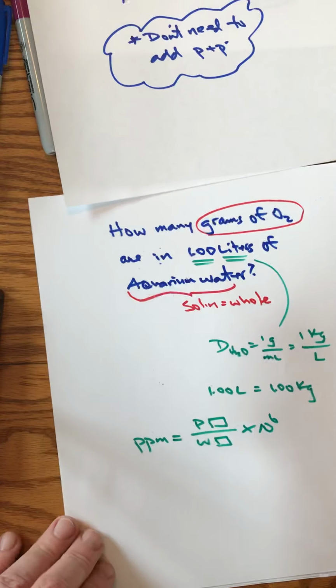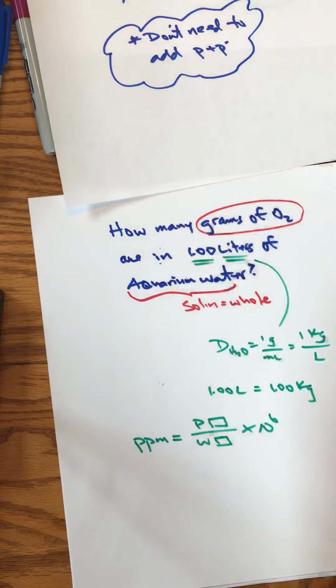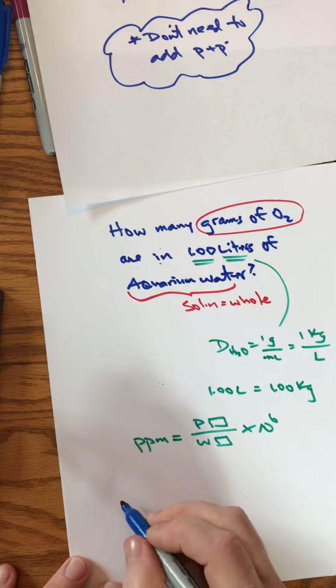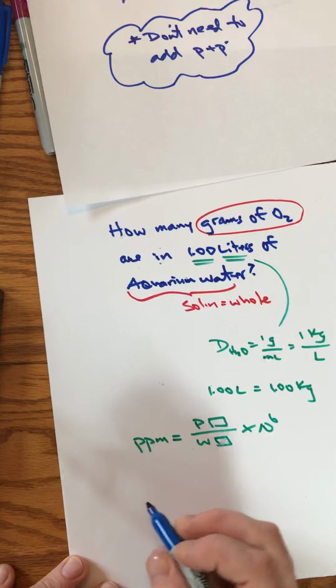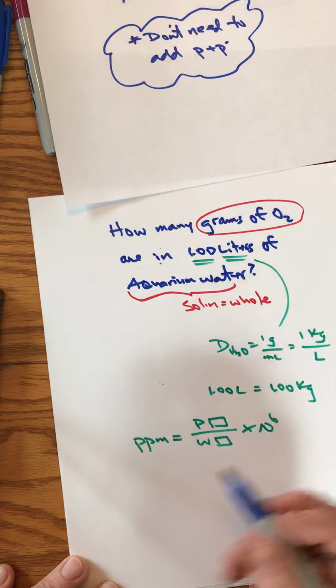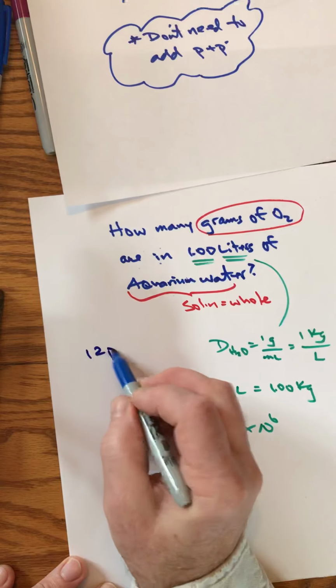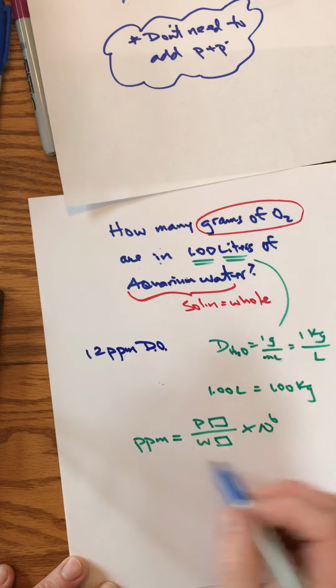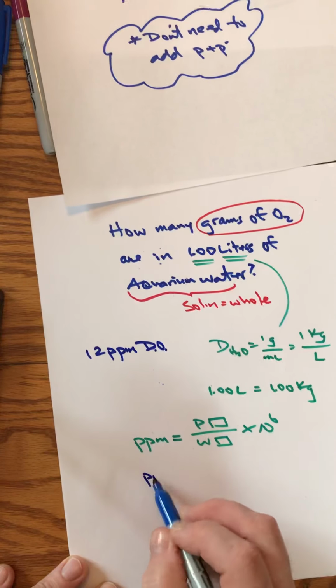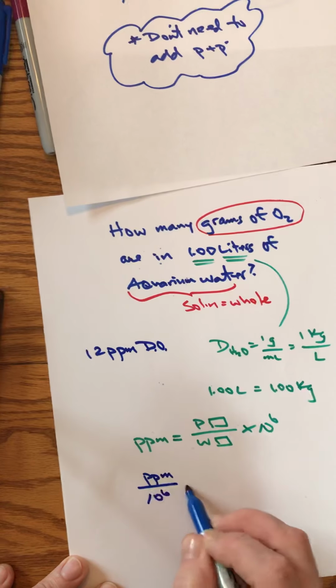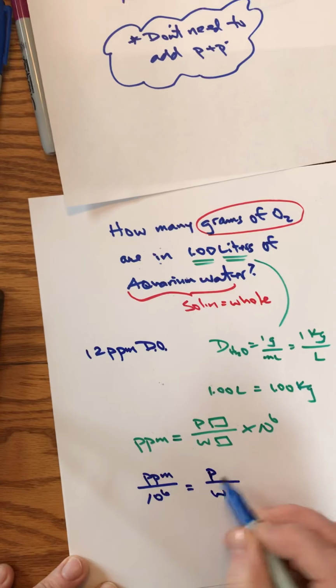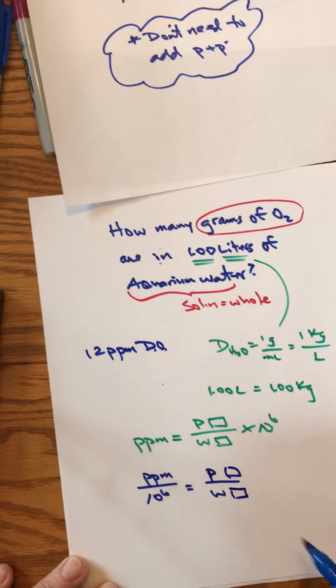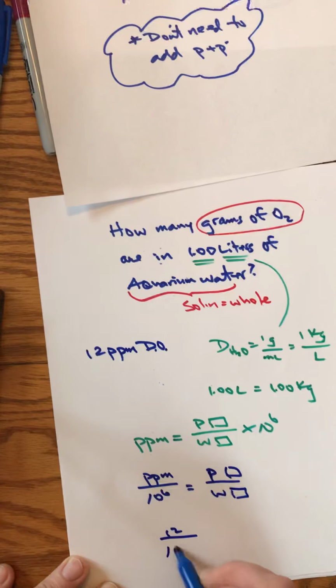So if I've got 1 liter of water, I've got a kilogram of water, and they want to know how many grams, you can convert at the end or you can convert in the beginning. It doesn't really matter. I guess I'm going to convert at the beginning. So my parts per million, that's 12. You can do this a bunch of different ways. I said aquarium water is 12 ppm dissolved oxygen. So if I divide each side of this equation by a million, I could say ppm over a million is equal to part over whole. Just get these units to match, apples to apples. So it's 12 out of a million.